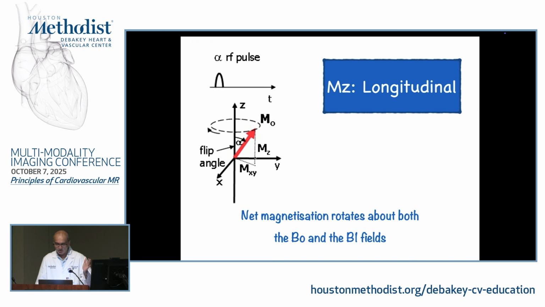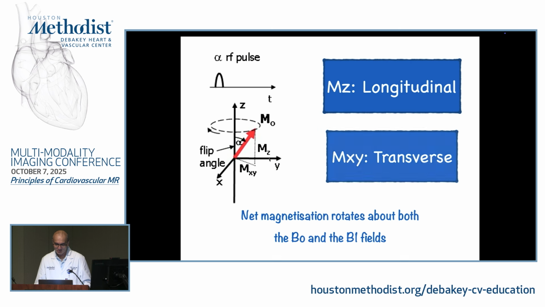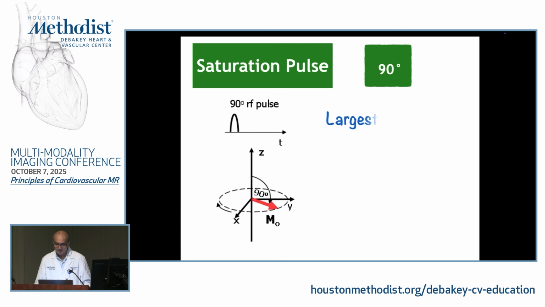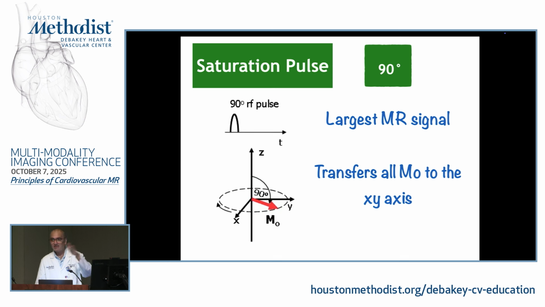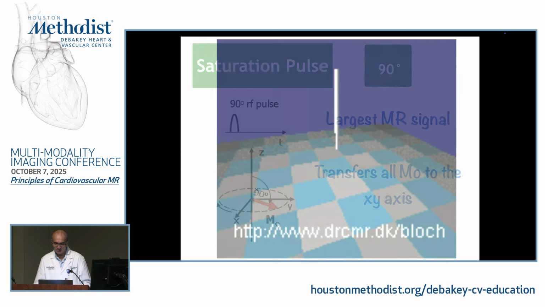And again, you can choose whatever angle you want, anywhere from 1 to 90. And again, we'll talk about how you can even go more than 90. But the net effect of that is you lose magnetization in the longitudinal plane, and you gain magnetization in the transverse plane. Okay. And then obviously, the one that gives you the highest signal in the transverse plane is the 90-degree, right? Because that way you're taking all of that longitudinal magnetization and transferring it over to the transverse plane.